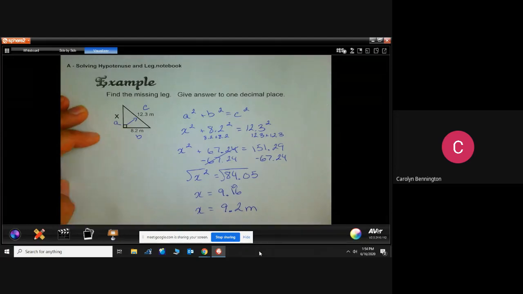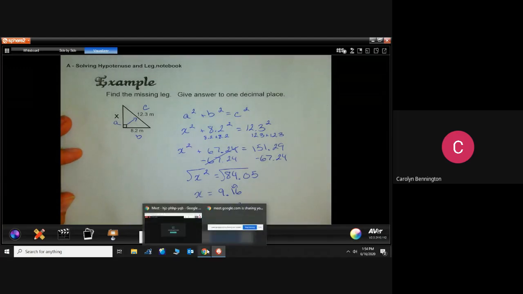So that is Pythagorean theorem, finding the different sides, finding the hypotenuse, and also finding one of the legs.